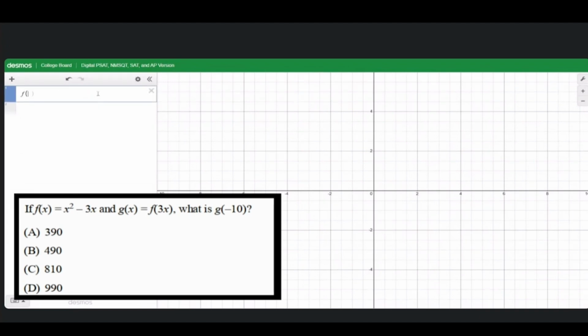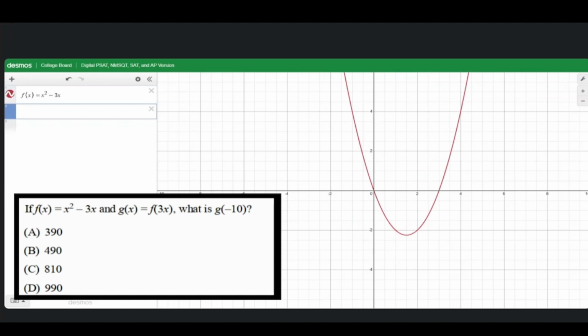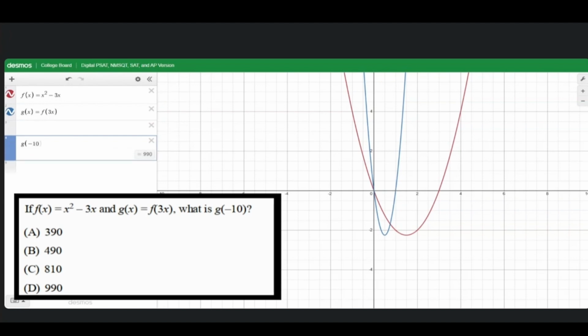And I have f of x is equal to, that's my first function, which is x squared minus 3x. Like I said, Desmos understands what f of x is. And then the next one is g of x, which is equal to f of 3x. So you see, I just type in the way it is looking in the question, nothing fancy. And all you have to do now is type in g of negative 10, which you want to find, and there you go. No manual work. Answer is 990, which is, of course, option D.